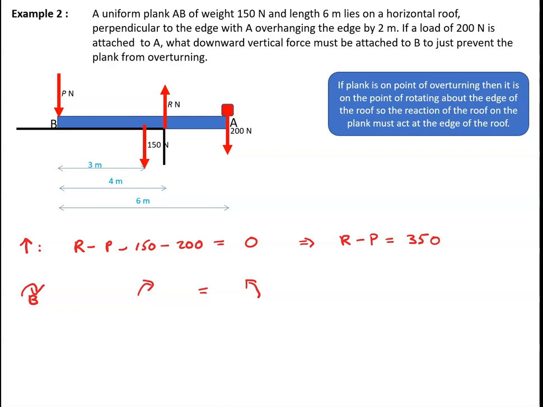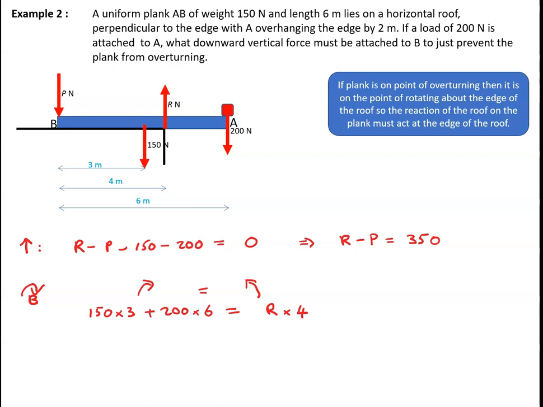The clockwise moments are given by the 150 newtons and the 200 newtons. So the clockwise moment is 150 times 3 plus 200 times 6. The anti-clockwise moment is given by R, and that is simply going to be R times 4. P doesn't give us any moment at all because it's actually acting through the point B.